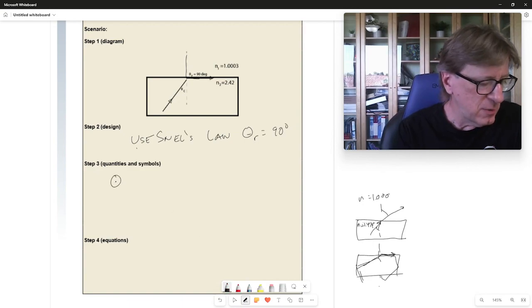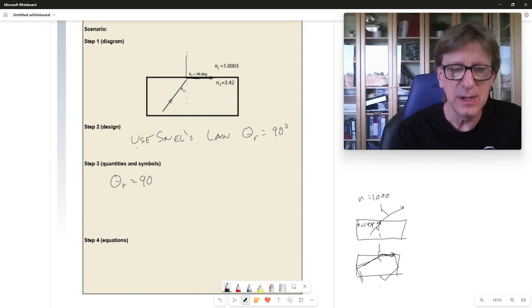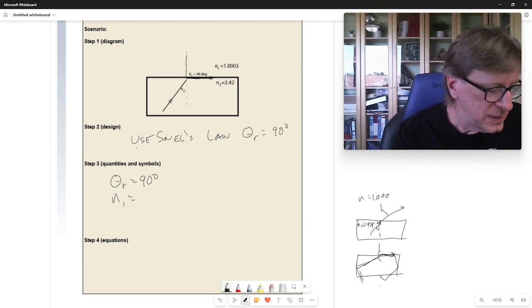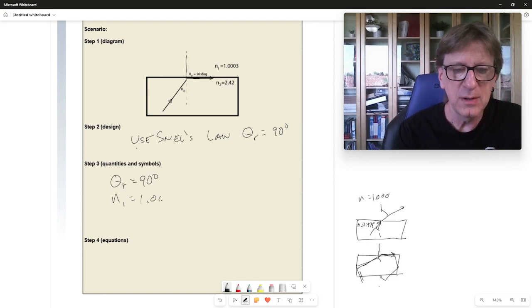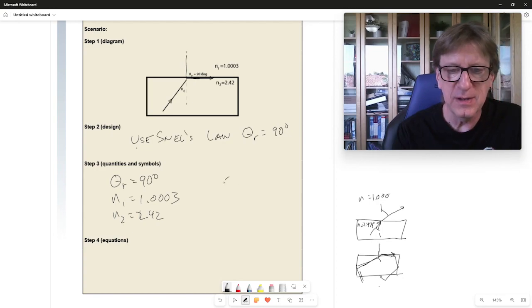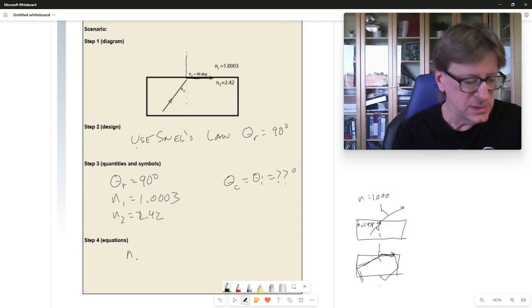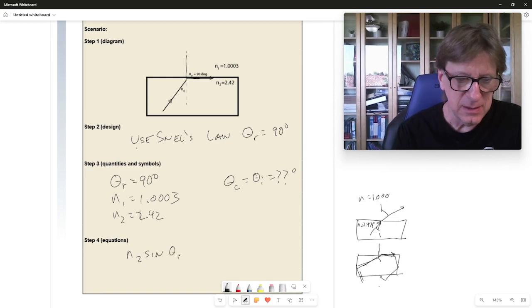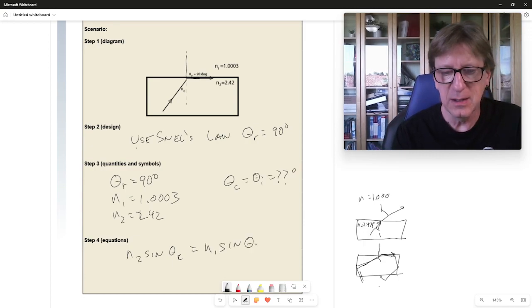We know that our refracted angle has to equal 90 degrees. We know that the index in air, that's going to be N1, is going to be 1.003, and N2 in our material is going to be 2.42. And what we want to find is our critical angle, which is our angle of incidence, and we're going to find that in degrees. And then, of course, our only equation is going to be Snell's law. So we'll have N2 sine theta C, in this case, is going to equal N1 sine theta R.